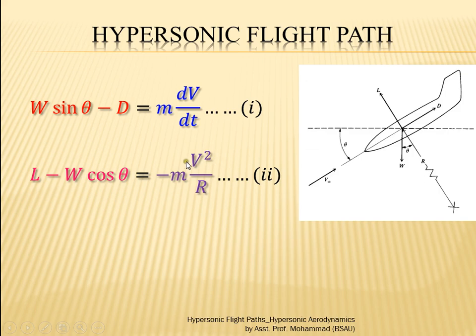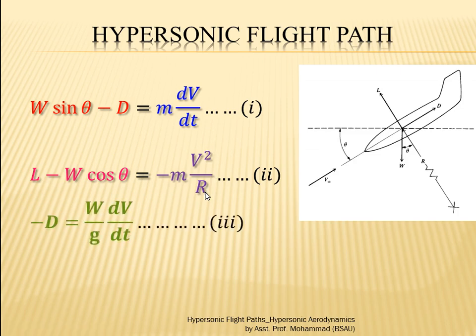In fact, we could have put this term on this side and the negative sign on this side, but we just want to keep the acceleration term on one side, and all the forces acting on the other. In this case, the force acting in the flight path direction is the sine component of the weight, and the drag is just opposite, and if deceleration or acceleration is there, we can write it as m dv by dt. Similarly, we have L minus W cos theta equals minus mv square by r, that is your centrifugal force.